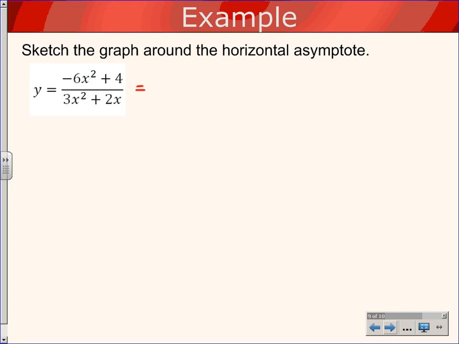So we're going to common factor the highest degree. Highest degree was the x squared. What does that leave us with if we do it? Well, there's a minus 6. And then the plus 4, we had to take an x squared out of it. So that's 4 over x squared. On the bottom, factoring out an x squared will leave us with a 3 and a plus 2 over x.